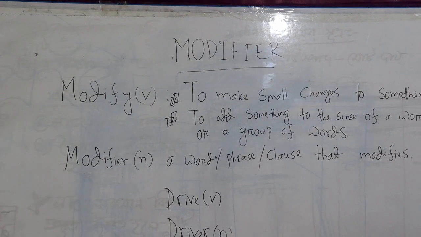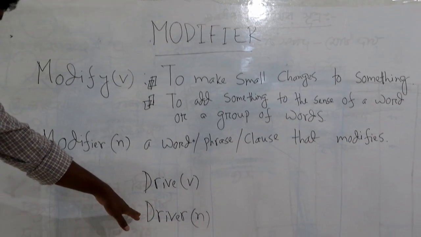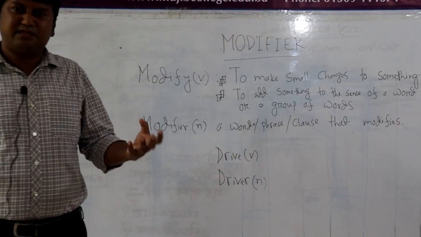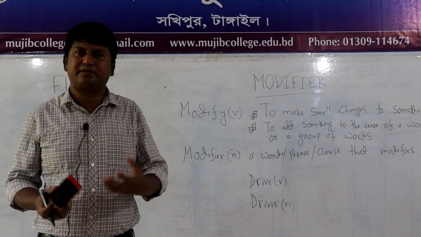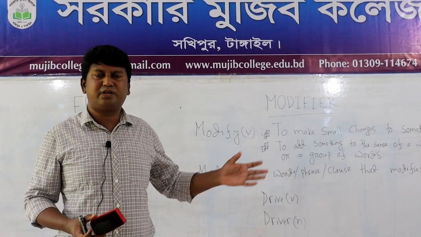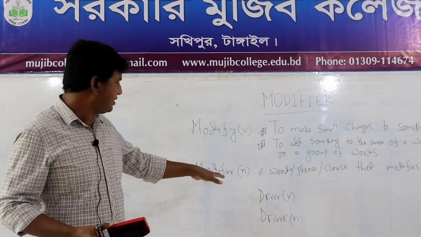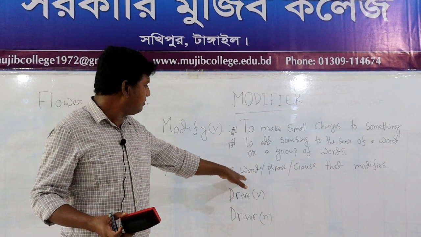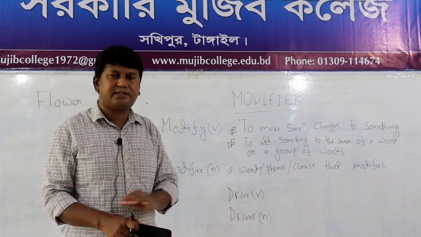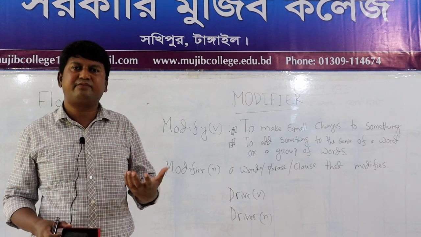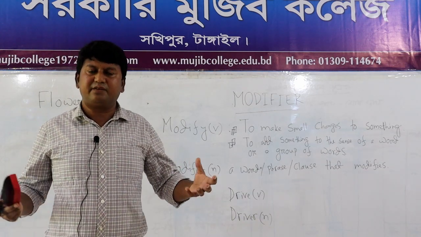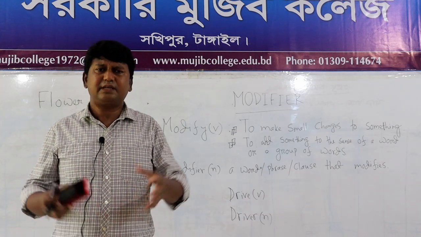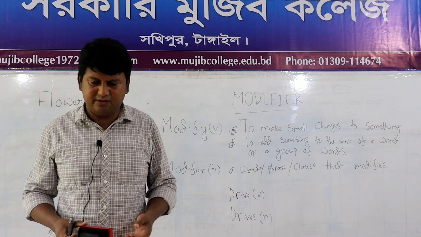Look at the verb drive and the noun driver. Who is a driver? A driver drives. Similarly, a modifier modifies. Look at the board, the definition. In English grammar, a modifier is a word or a phrase or a clause that modifies. Okay? So a modifier can be a word, it can be a phrase, or it can be a clause. Now let me make it clear by giving you an example.